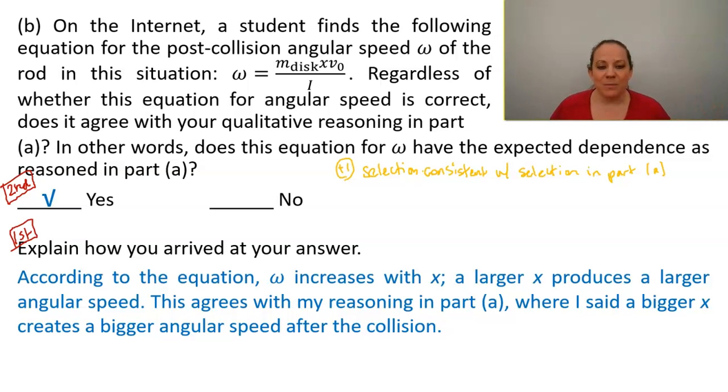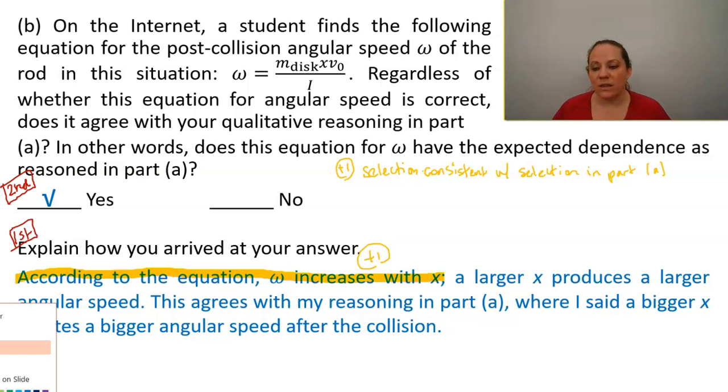And our second point is going to be really from this explanation down here, which is for indicating that the equation shows that omega increases with increasing x. And I am going to make this a little bit easier for myself. I'm just going to use the highlighter, guys, instead of writing, because according to the equation, omega increases with x. That's our second point.